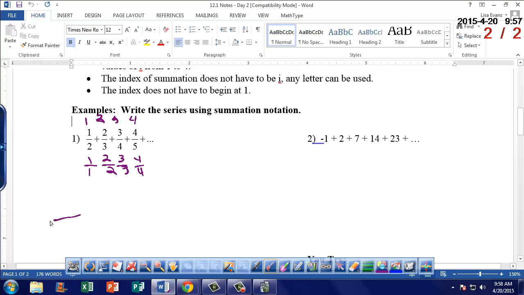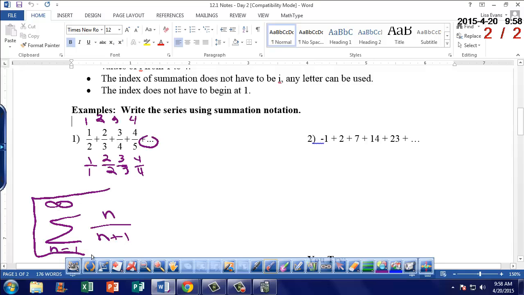Now, I'm already going to write my summation. I said it starts at 1 unless otherwise specified, so this is my first term, and because of these dot, dot, dots, it's going to go to infinity. Now let's just look at the numerators. What's happening to the numerator? Nothing. If this is my first term, it's 1. This is my second term, it's 2. So my numerator is just n. Now my denominator looks like it's n plus 1, because if I take 1 and add 1, I get 2. If I take 2 and add 1, I get 3. So that is my denominator. This is my answer, and I'm finished.